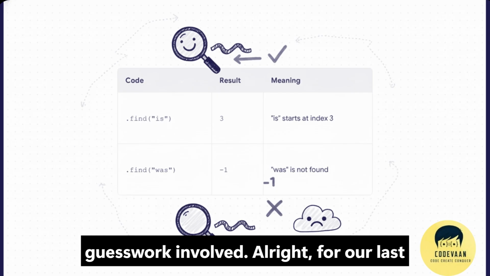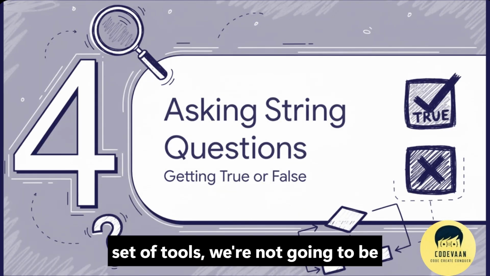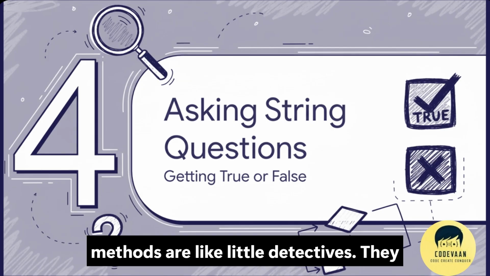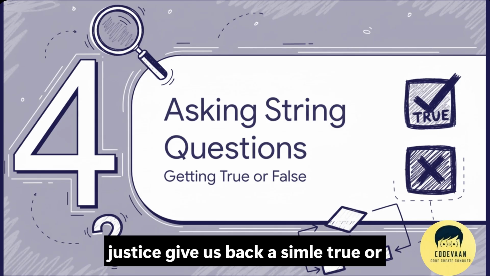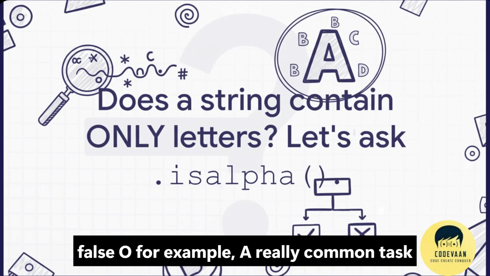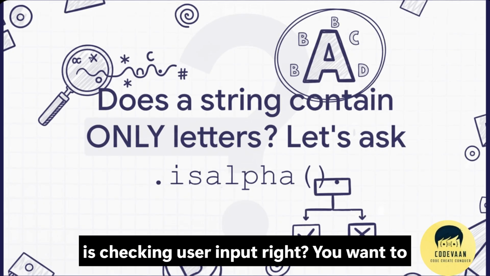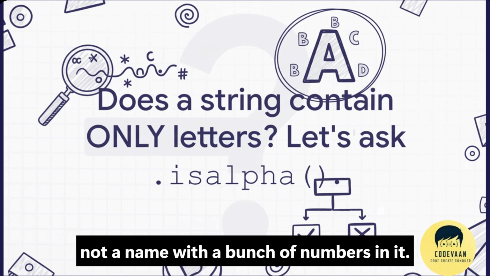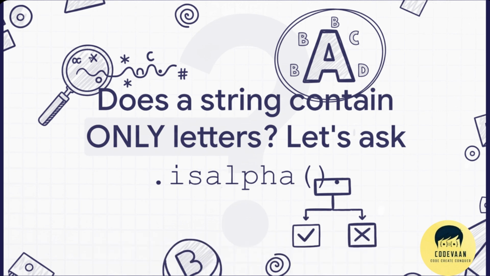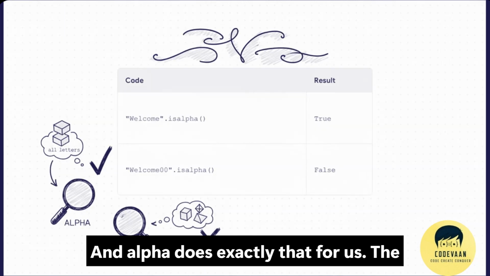No guesswork involved. All right, for our last set of tools, we're not going to be changing the string at all. Instead, these methods are like little detectives. They ask a question about the string and just give us back a simple true or false. So for example, a really common task is checking user input, right? You want to make sure someone typed in their name, not a name with a bunch of numbers in it. And .alpha does exactly that for us.